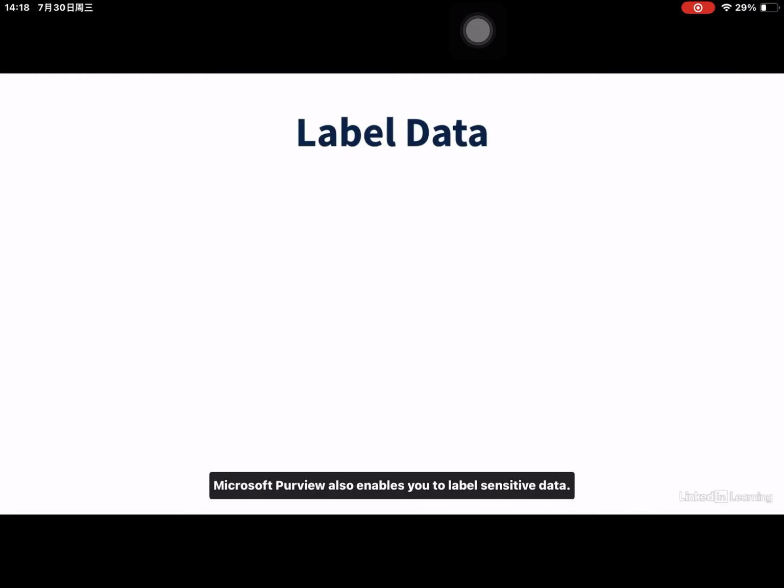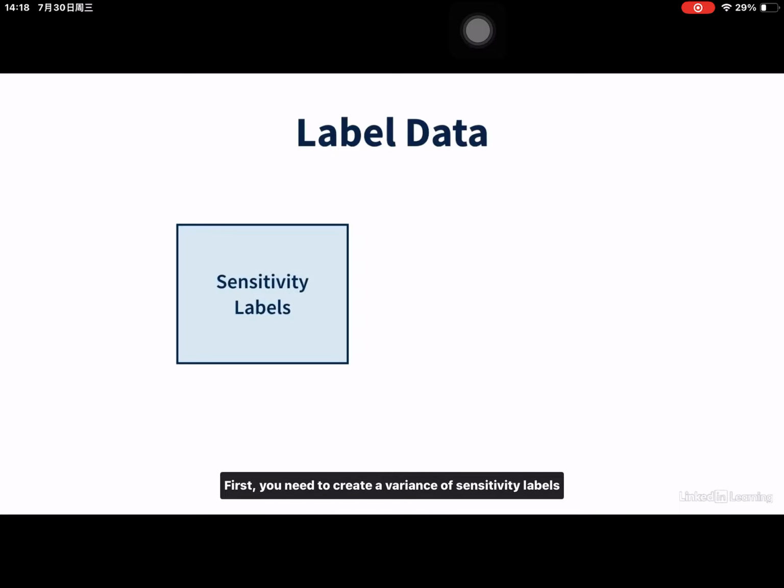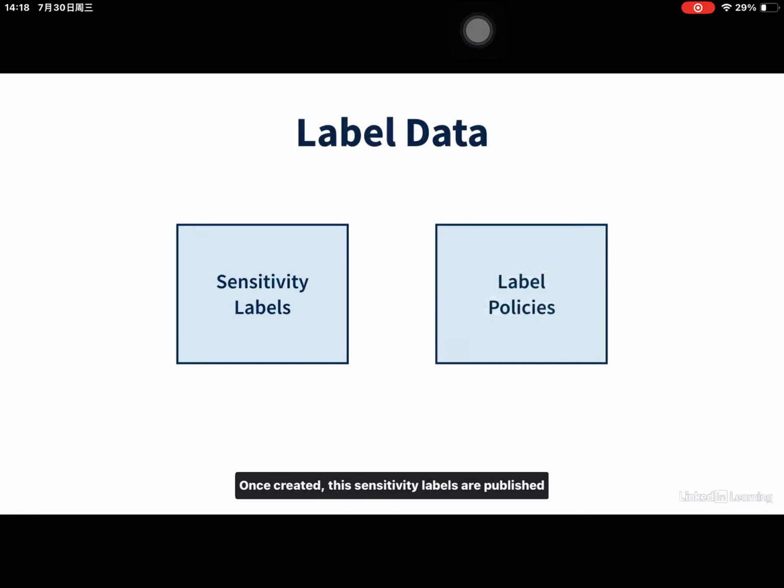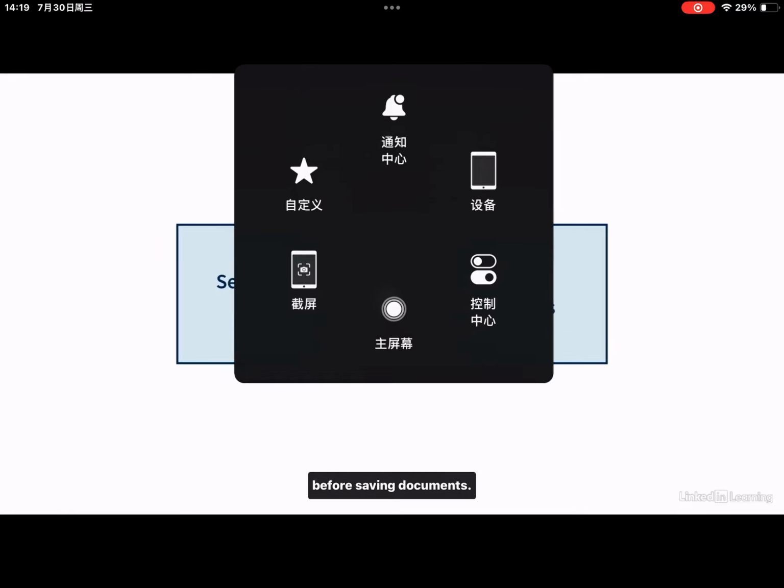Microsoft Purview also enables you to label sensitive data. First, you need to create various sensitivity labels based on the sensitivity levels defined by your organization, such as personal, public, confidential, and highly confidential. Once created, these sensitivity labels are published through label policies, which define rules such as which users and groups can see labels, the default label to be applied, whether justifications are required for label changes, and whether a sensitivity label must be applied before saving documents.